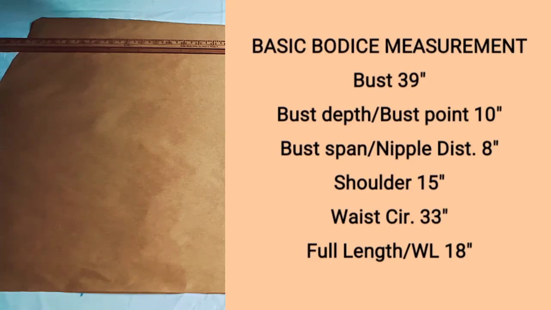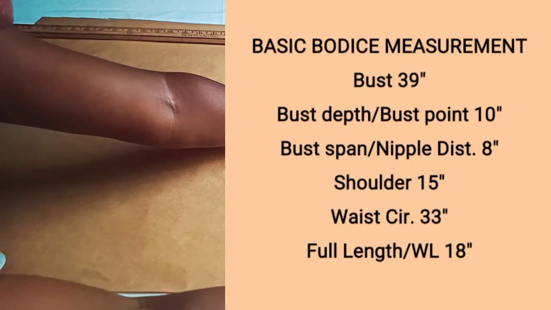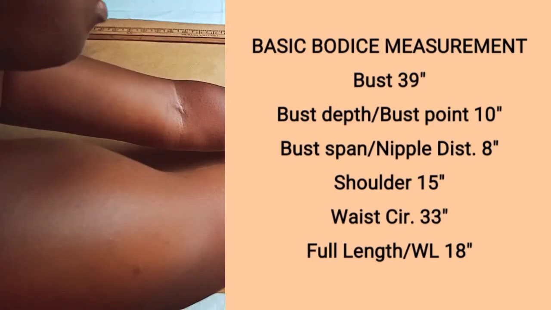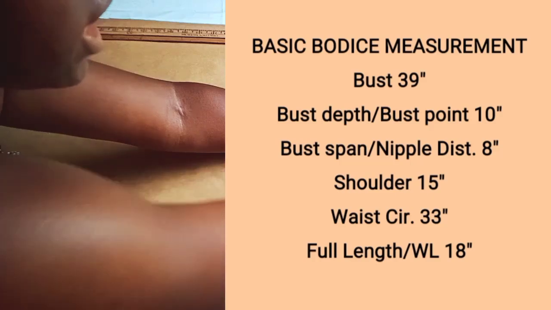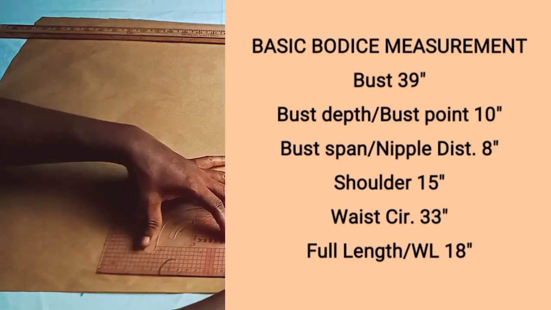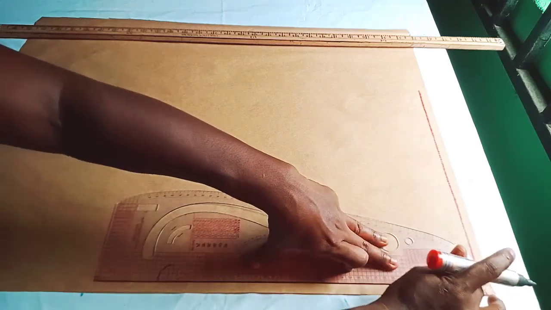Firstly, what I do, I draw out my guideline. The reason why I draw out my guideline, because most of those pattern paper, they are not straight. So I draw out my guideline, and it also serves as my shoulder line. I'm also going to do at the side, and it's going to serve as the center front.